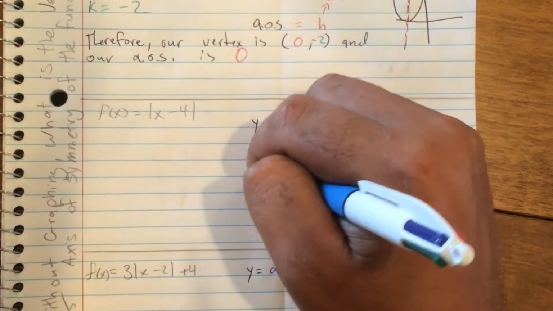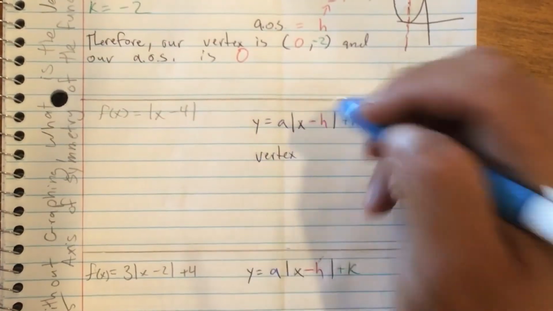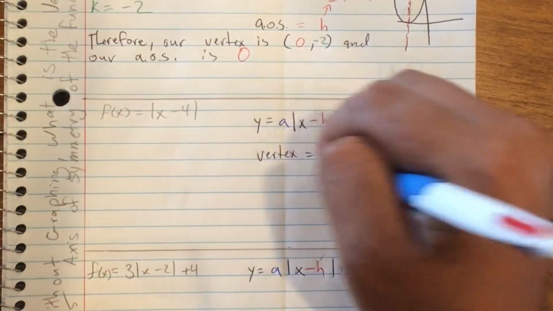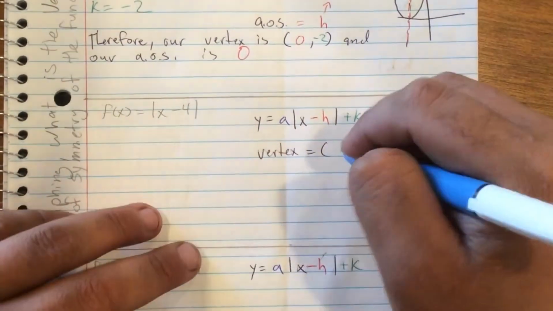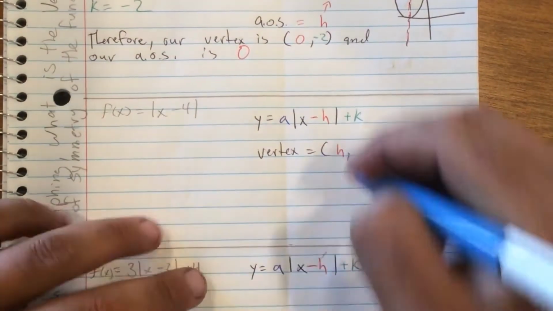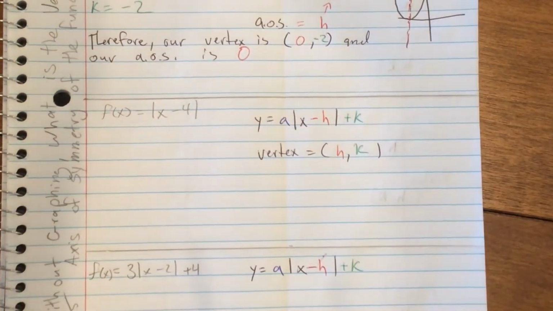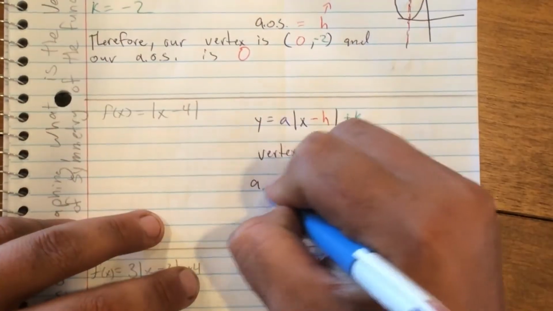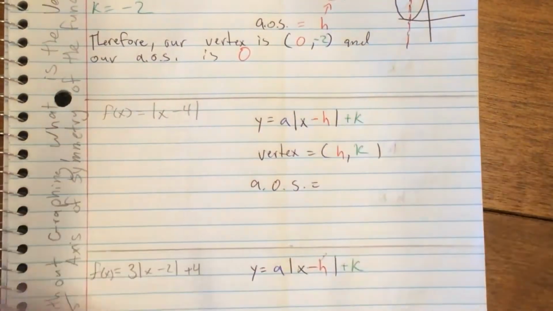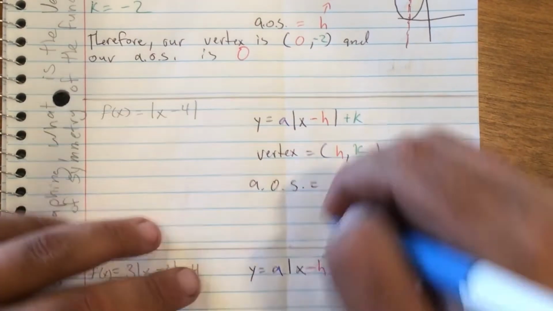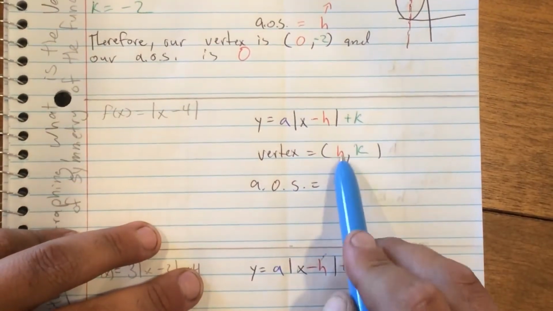And our vertex is still going to be equal to our H and our K, and then our axis of symmetry is still going to be equal to our H, which is this here.